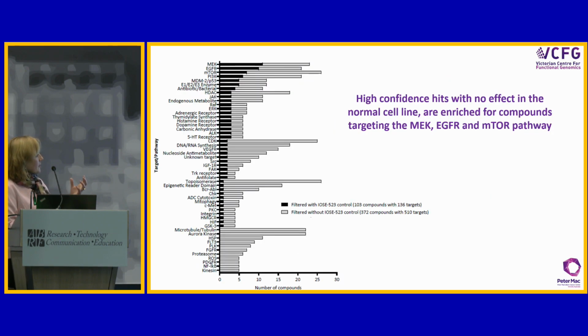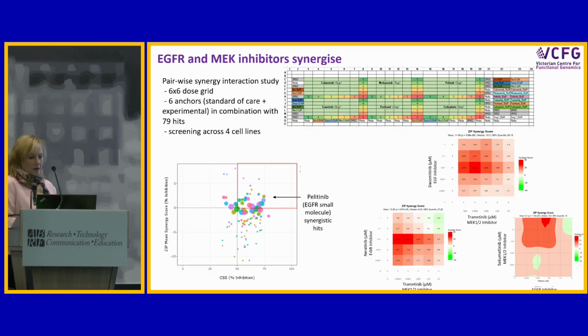So it can be a little contentious to filter out against a control cell line when you've only got one control cell line and so many cancer cell lines, but we did it for the purpose of just seeing if it would be informative to us. And so you can see that the black markers here are those that have been the hits and their target pathways that have been filtered out that have no effect in the control cell line, and that they, by and large, are enriched for compounds that target the MEK, EGFR, and the mTOR pathway.